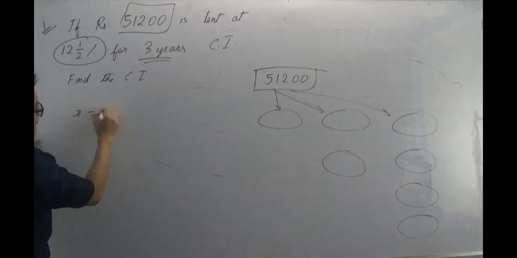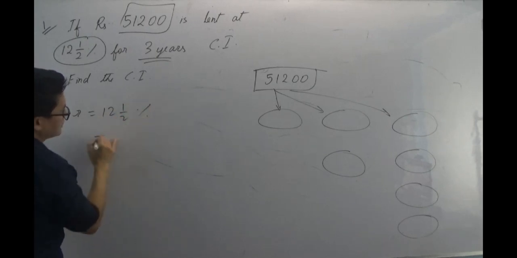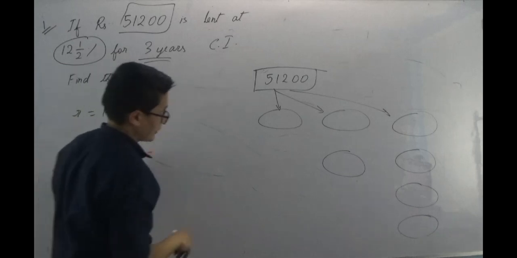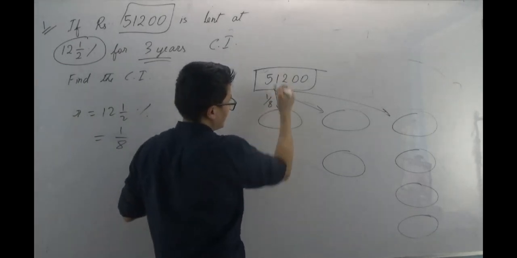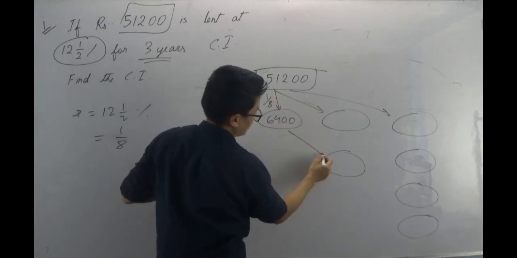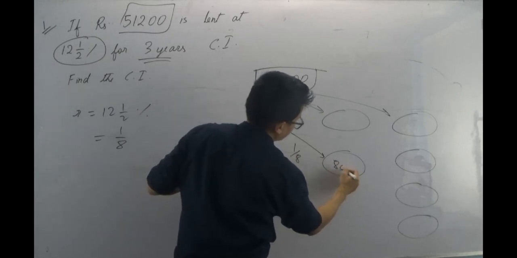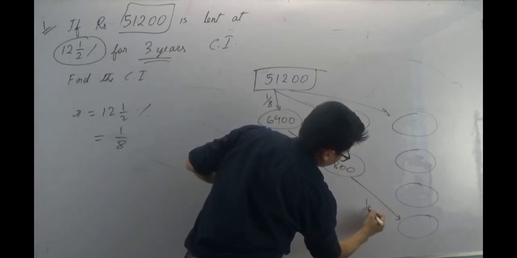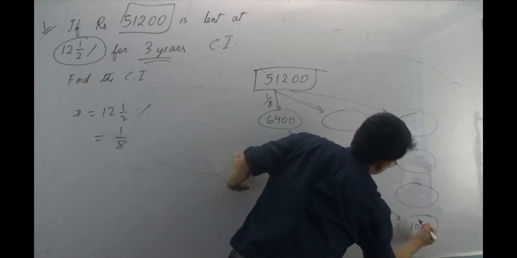Rate of interest is 12.5%. This is 1/8, as you can recall. So divide by 1/8. 51,200 divided by 8 is 6,400. This is 1/8, 800. This is 1/8, 100.